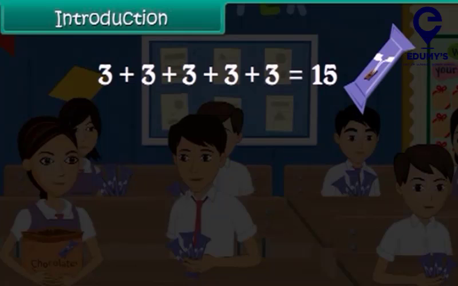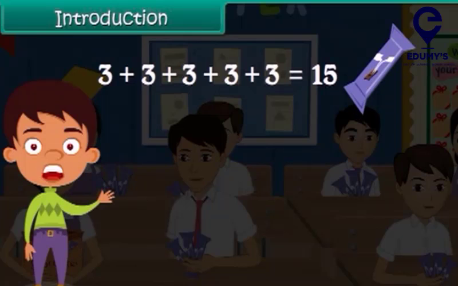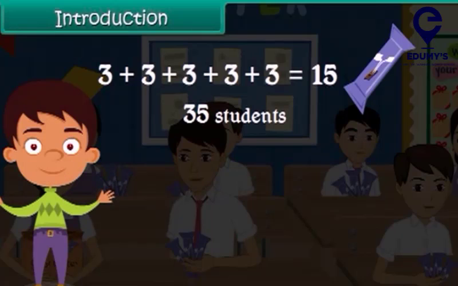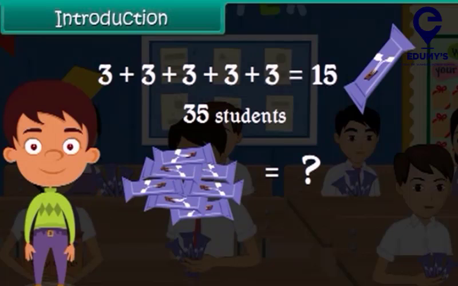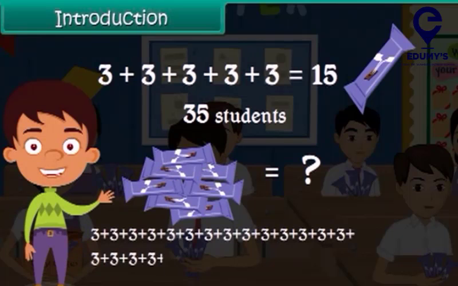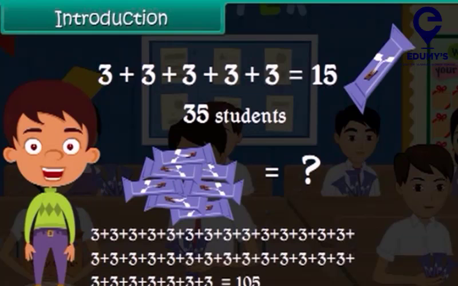After a while, she finishes distributing the chocolate bars to the entire class of 35 students. How many bars did Ria distribute in all? Do we add 3 to 35 times to get the answer? Or is there another way? In this lesson, we will study multiplication in detail.